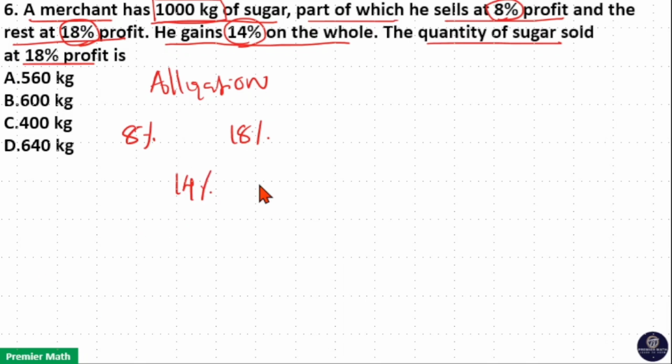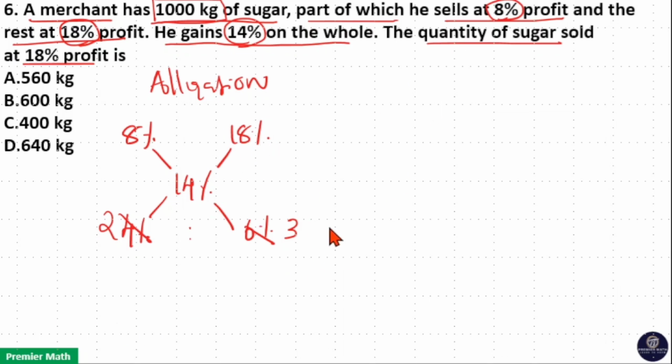Now, write it in the middle. Take the difference between 18 and 14, which is equal to 4%. Write it here. Now, take the difference between 8% and 14%, which is equal to 6%. Now, 2 goes 2 times in 4, 2 goes 3 times in 6. So, 2 is to 3 is the ratio of sugar sold at 8% and 18% respectively. That is, 2 units is the sugar sold at 8% profit, 3 units is the sugar sold at 18% profit.